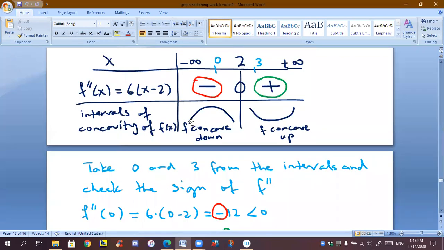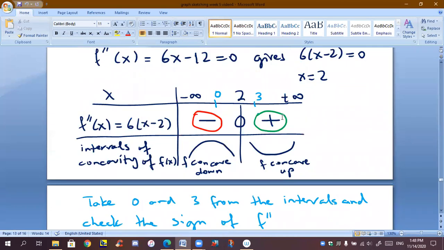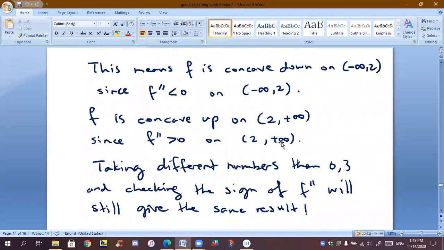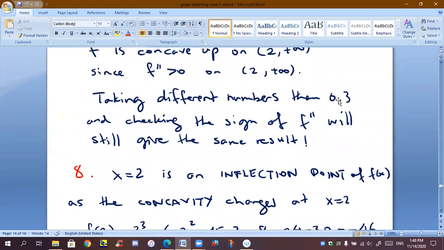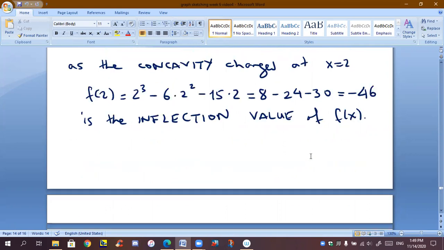Second derivative negative means concave down. Second derivative positive means concave up. There is a concavity change at 2, so x equals 2 is an inflection point. So we say that f is concave down from minus infinity to 2, concave up from 2 to infinity. That's what we write here. And again, taking different numbers than 0 or 3 doesn't make any change. It's just going to give the same sign of f double prime. Since there's a concavity change at x equals 2, it's an inflection point. Also, we plug this 2 into the function to get the inflection value. That's equal to minus 46.